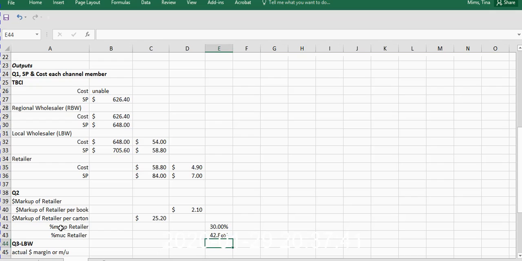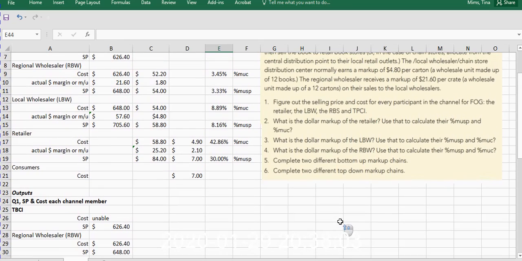Very good. So now we have the percent markup on sales price for the retailer, which was given, and our work checks out. And now we calculated the markup on cost for the retailer because we know the difference between selling price and cost. Revenues minus cost of goods sold.